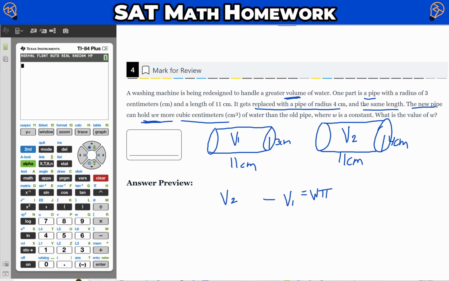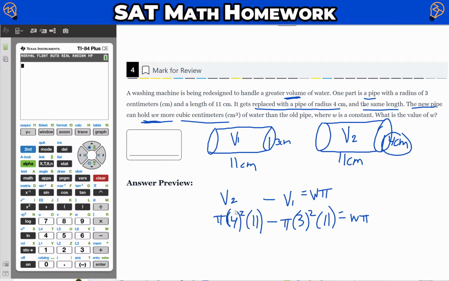So let's go ahead and type this in here, or fill everything in, I should say. So pi r, with the radius of this larger one being 4, squared h, minus the other volume, so pi r squared h, is equal to W pi. So we can go ahead and type this in if we want. You could do some of this probably in your head, but here's something important.